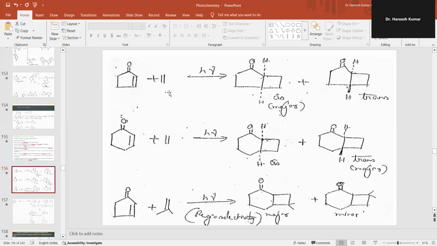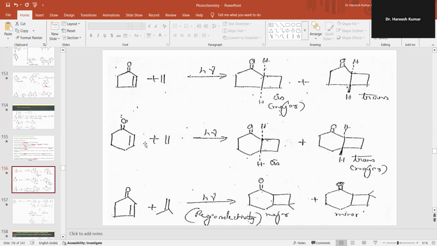So here I am taking cyclopentanol reacting with an alkene, giving rise to two products. One is trans, another one is cis, but cis will be the major one because it's a small-membered ring.